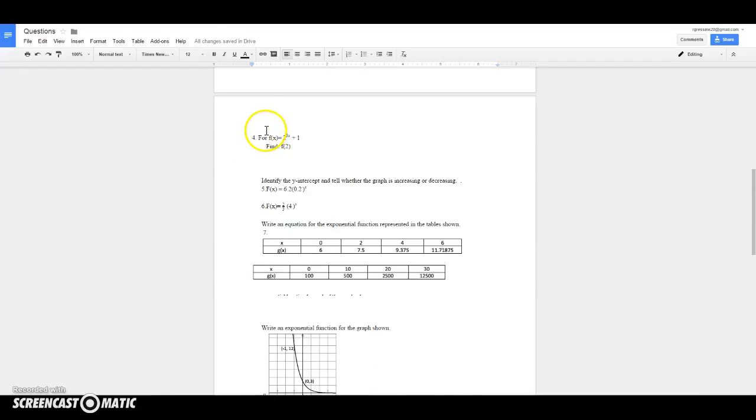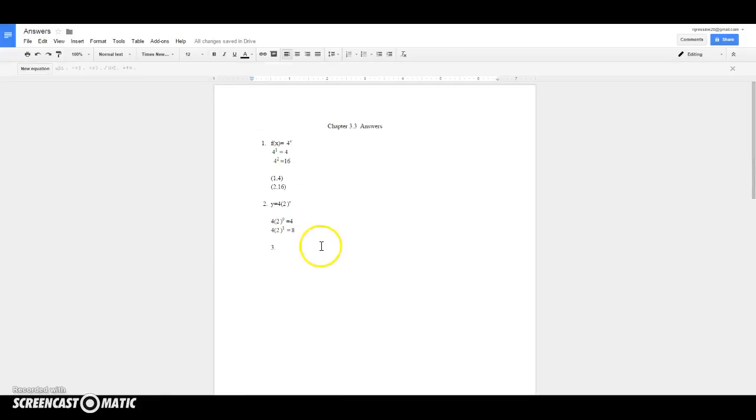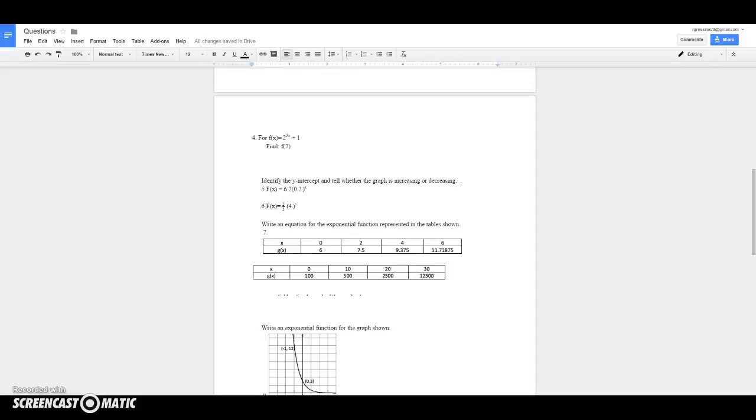From here, we're looking at f of x is equal to 2 to the 3x plus 1, and we're looking for f of 2. Basically, this one is very simple. It's really easy. Number 3. Going on to number 4. We're looking for f of a.